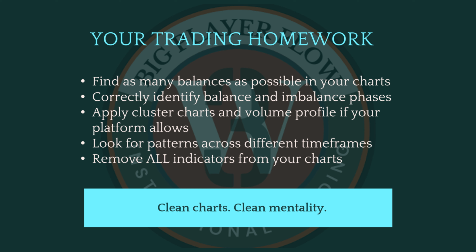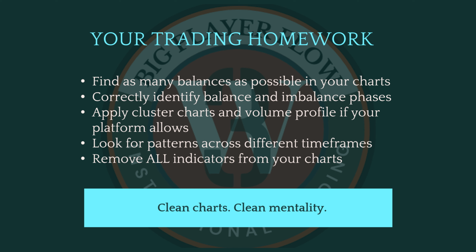First, try to find as many balances as possible, at least 5. Make sure to identify the balance and imbalance phase correctly. Remember that there is always an imbalance phase, an impulse before the balance. What is an impulse? This is a directional movement that has very little retracements, pullbacks, straight directional movement. If there is no impulse, it means there can't be a balance after. It's just a volatility, directional volatility, nothing else.